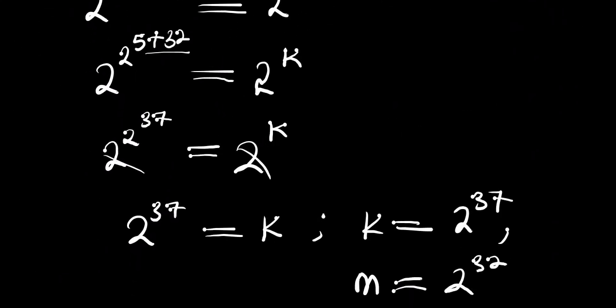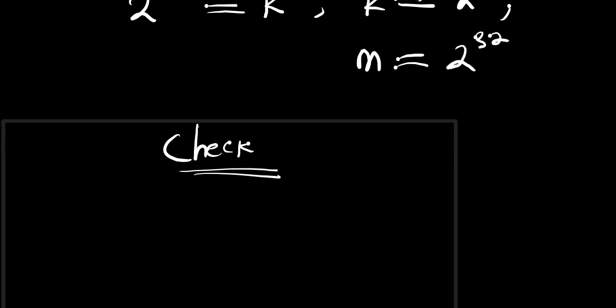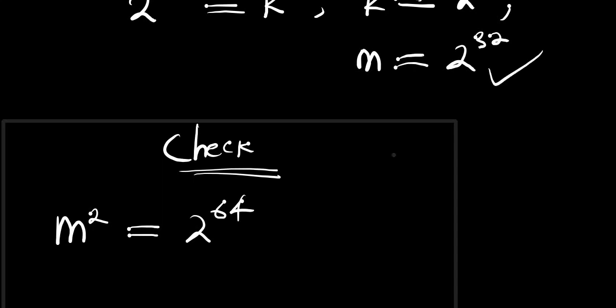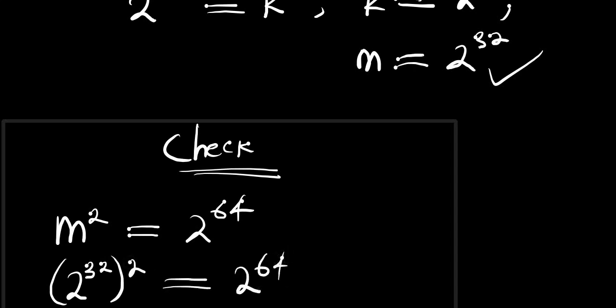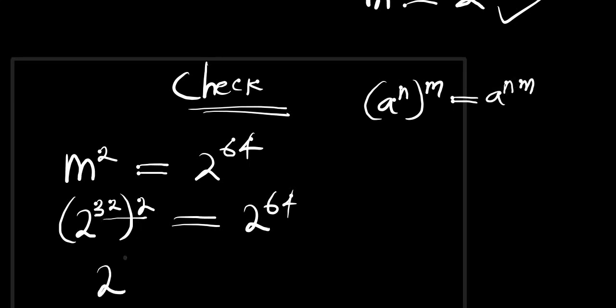Now the next thing we are going to do is to check if actually these two values are right. So we have, from the first equation, m^2 should give us 2^64, and that is right because m is 2^32. If we have 2^32 raised to the power of 2, this absolutely should give us 2^64, and that is right because going by the identity (a^n)^m equals a^(n times m). If you multiply 32 by 2, you have 2^64, and this equals 2^64.